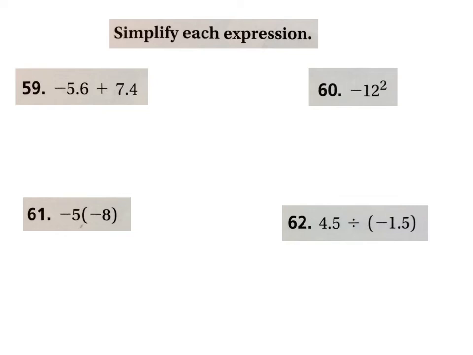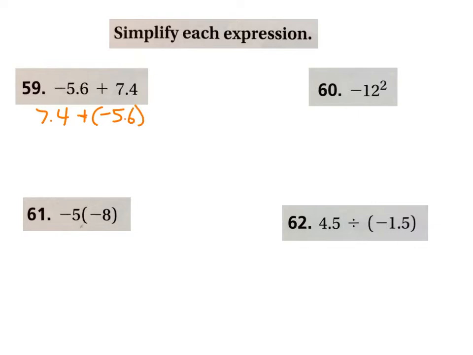Okay, so there's four more problems in this video that are on the second slide. So you don't see them in this moment, but they're there. Now, first one, 59, negative 5.6 plus 7.4. There is a commutative property idea here. Okay, we can change the order of these. I'm going to do it just to illustrate something. Okay, we could write it as 7.4 plus negative 5.6.